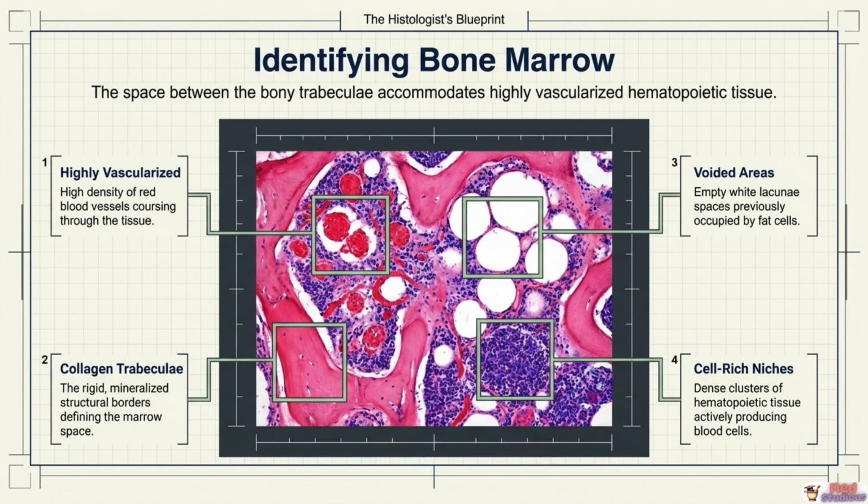Fourth, cell-rich niches. Dense clusters of small, darkly staining hematopoietic cells represent active blood cell production. Erythroid precursors, myeloid precursors, and megakaryocytes, all visible in a single section.